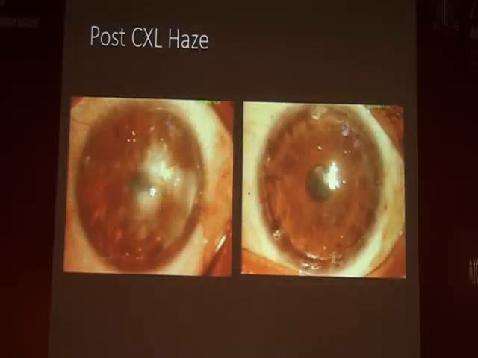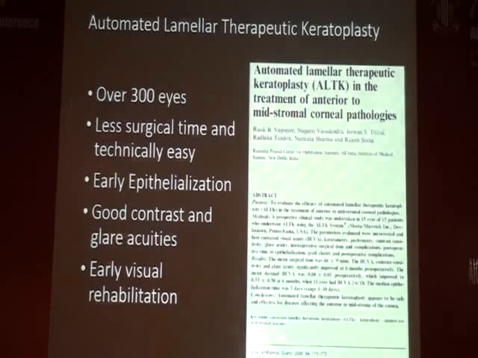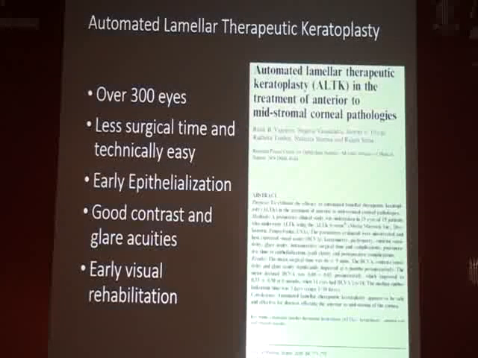It is also very useful for post-refractive surgery corneal haze, and this was a case where, post collagen cross-linking, there was a haze for which we did ALTK. We have done ALTK at our center in over 300 eyes now, and the results are quite good. When we compared our results with the manual LK, the surgical time is less, it is technically easy, early epithelialization was seen, and when contrast sensitivity was compared, it was found to be better in cases of ALTK with early visual rehabilitation.